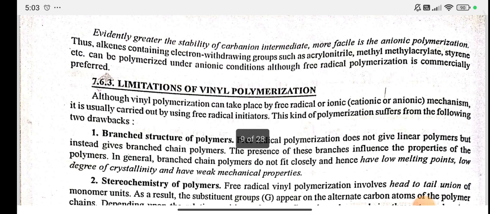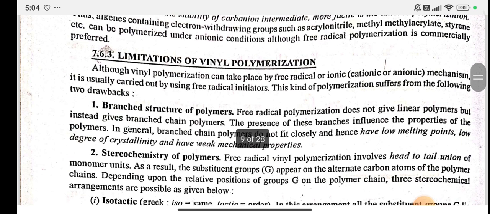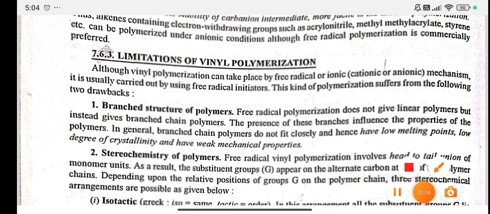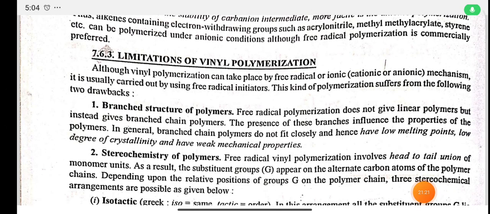Limitations of vinyl polymerization. Although vinyl polymerization can take place by a free radical or ionic mechanism, it is usually carried out by using a free radical initiator. This kind of polymerization suffers from the following two drawbacks. Branched structure of polymer: free radical polymerization does not give linear polymers but instead gives branched chain polymers. The presence of these branches influences the properties of polymers.